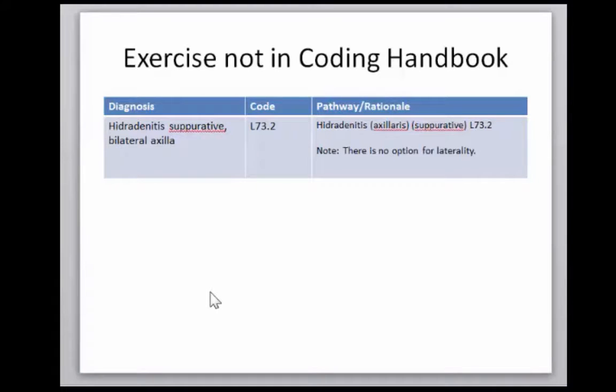Now let's do some exercises not in the coding handbook. I've chosen this one because even though our diagnostic statement says bilateral axilla, when we look up the code, there is no option for laterality. So there are cases where that is the case, that you won't always be looking for that laterality code, but it's always good to keep it in mind because you want to code it if it's there. Just as in CPT coding, if you've had that course yet, you would be coding using a left and right modifier to indicate laterality. In the ICD-10-CM and PCS, you want to indicate laterality when you can, but in this case, there isn't any.